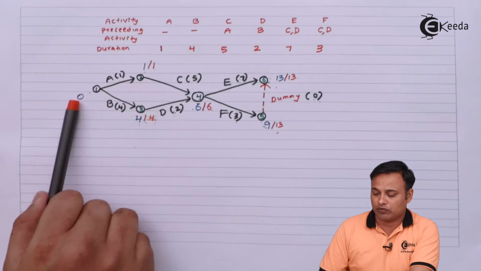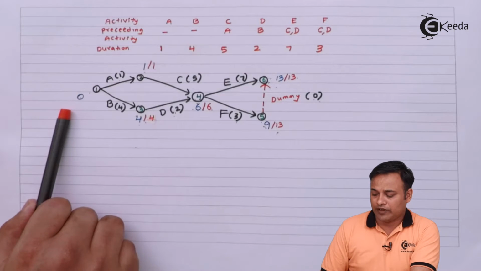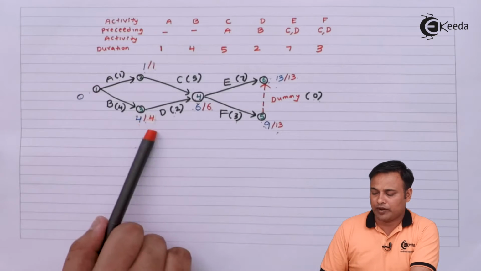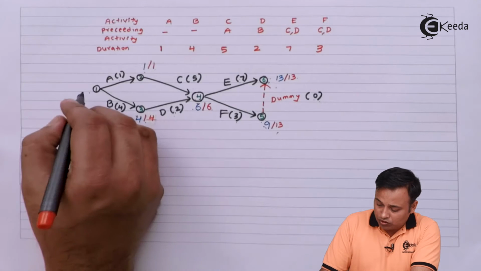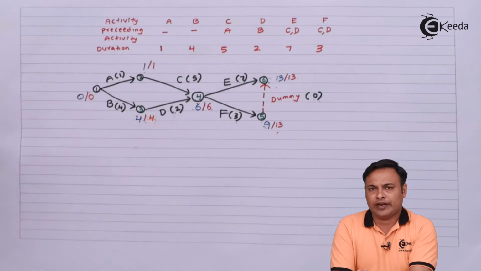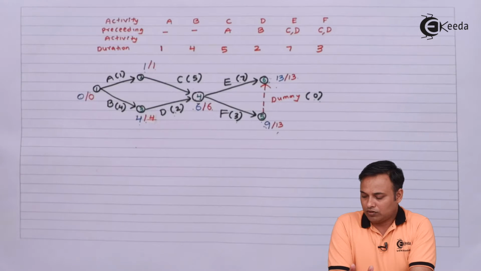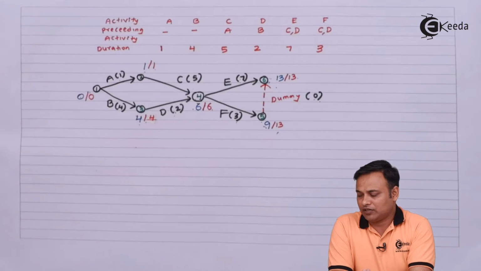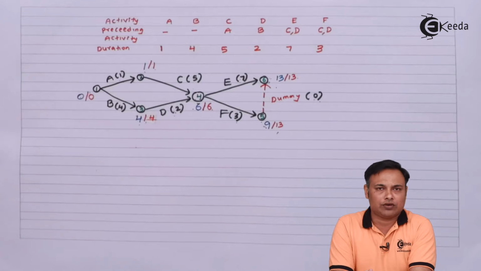2 to 1 आऊंगा तो 1 minus 1, 0. If I come from 3 to 1 it will be again 4 minus 4, 0. So both ways it will be 0. And getting a 0 means that your backward calculations are right. So this is the case where we are done with the forward and the backward calculations.